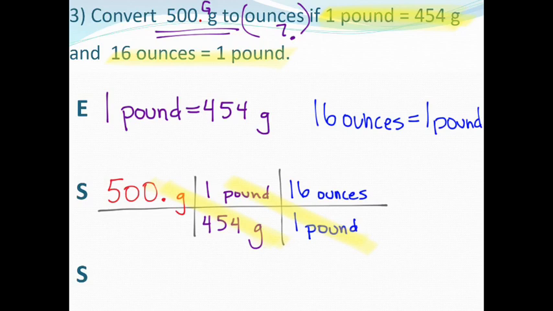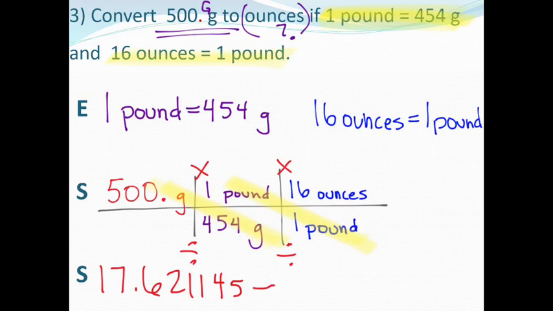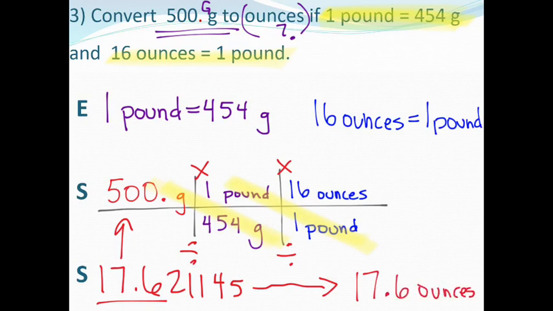And if we put this all in and multiply all these numbers across the top and divide across the bottom, then our calculator is going to tell us this is 17.621145, and it keeps going on and on. But looking back at our given, which we made sure had 3 sig figs, I will only want to keep the first 3 sig figs from my answer. So 17.6 ounces is our unit, and this is our final full credit answer.